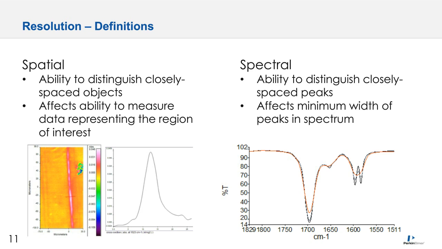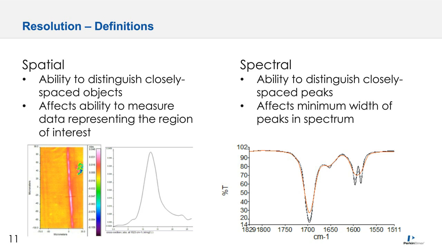With higher spatial resolution, then we have the ability to analyze each individual layer within that sample, and as a result, obtain a spectrum for each layer which represents solely that layer of interest. So this affects the ability to measure data which just represents that region of interest. Now, as we go to the other side, we come to the term spectral resolution. Spectral resolution is the ability to distinguish closely spaced spectral peaks. And so this instrument setting, or this instrument specification will just affect the minimum width of peaks in a spectrum for a given material.